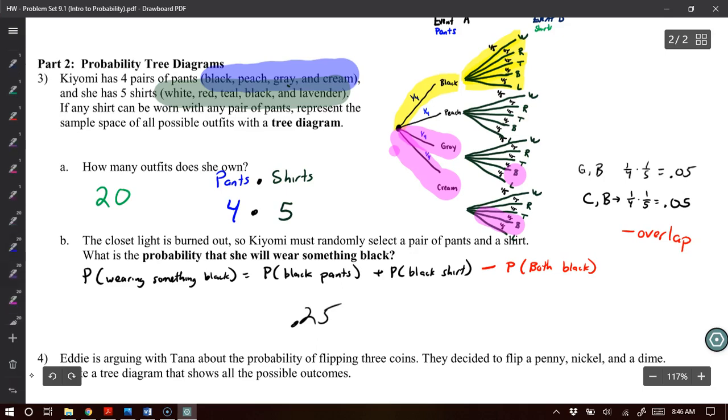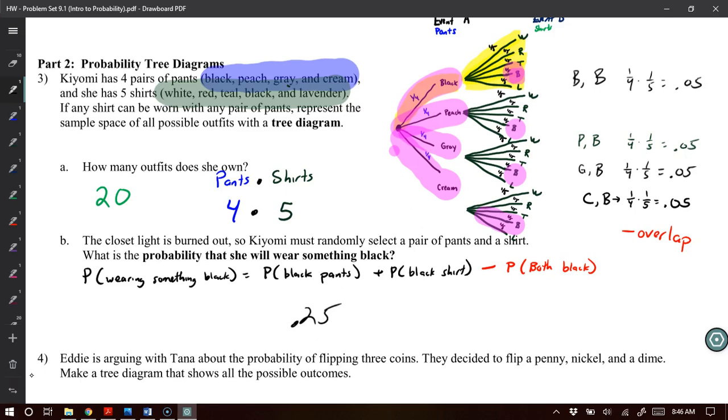I could also have a peach pair of pants with a black shirt. Again, 1/4. So peach pair of pants with a black shirt is 1/4 times 1/5, 0.05. I could also have a black pair of pants with a black shirt. So black on black clothing, 1/4 times 1/5, 0.05. But notice something. So the probability of a black shirt would be I have 0.05 plus 0.05 plus 0.05 plus 0.05. So I have plus 0.20.